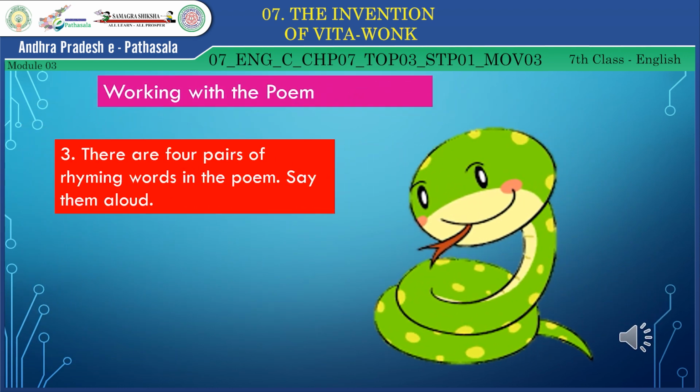There are four pairs of rhyming words in the poem. Say them aloud. Children, here in this poem, there are four pairs of rhyming words. Find and say them aloud. Next, move to another question.